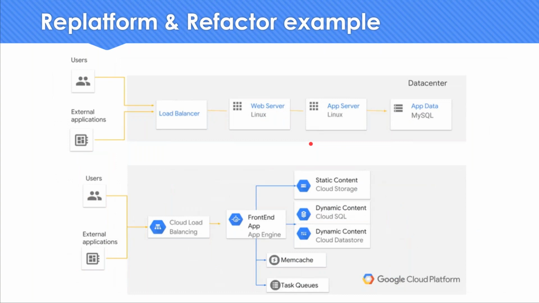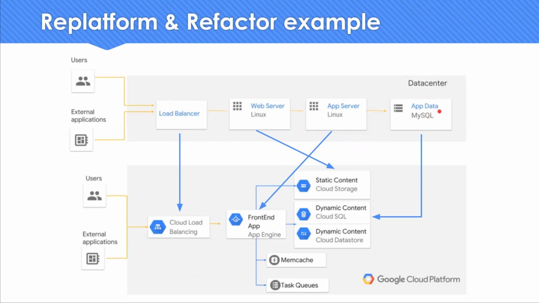Replatform and refactor. Same on-premise architecture: load balancer, web server, app engine. Now, if I were to do some replacement and also refactoring, what all can I do? The load balancer, I'll keep as a load balancer only. Then for my application server, I may have App Engine, where dynamic content is going to be served. A web server is usually for what? Static content. Why do you need a virtual machine for it? I may put it into a Google Cloud Storage bucket, which can have better CDN capabilities and all.